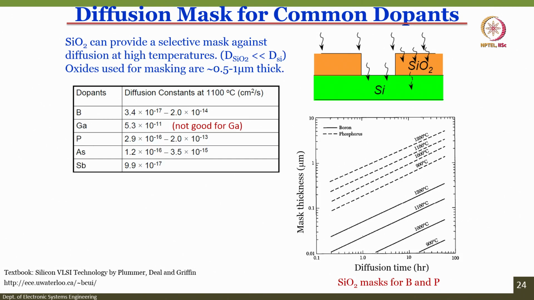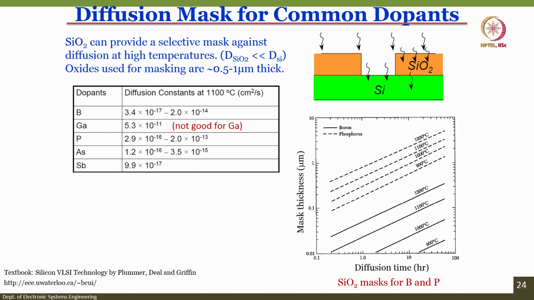Another use is that silicon dioxide, when you dope with different contaminants like boron or phosphorus or gallium or arsenic, will not let the dopant pass through it. So, depending on what kind of dopant you want to introduce and the time of the diffusion, the thickness of the oxide would change.